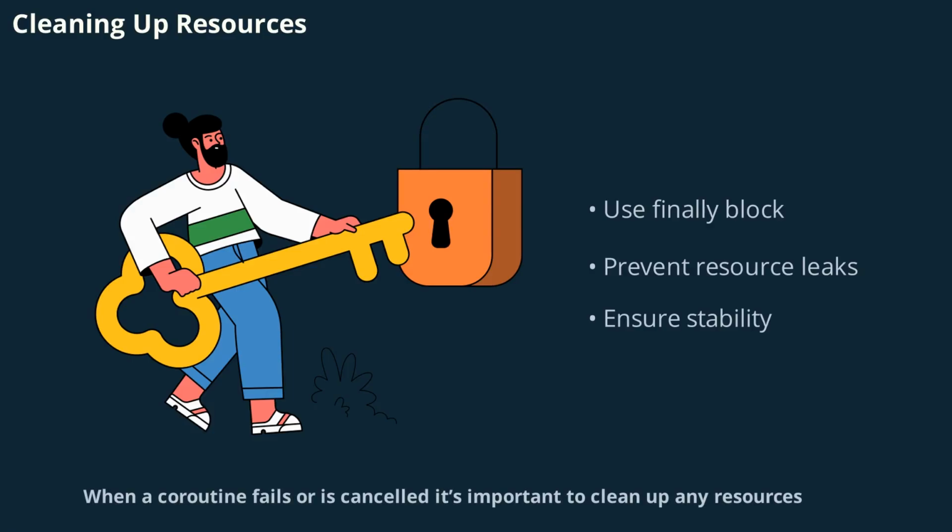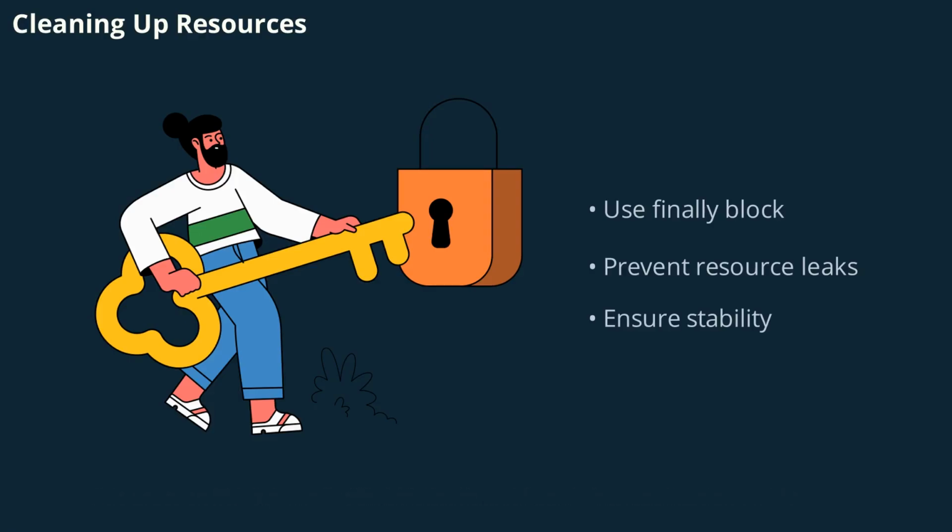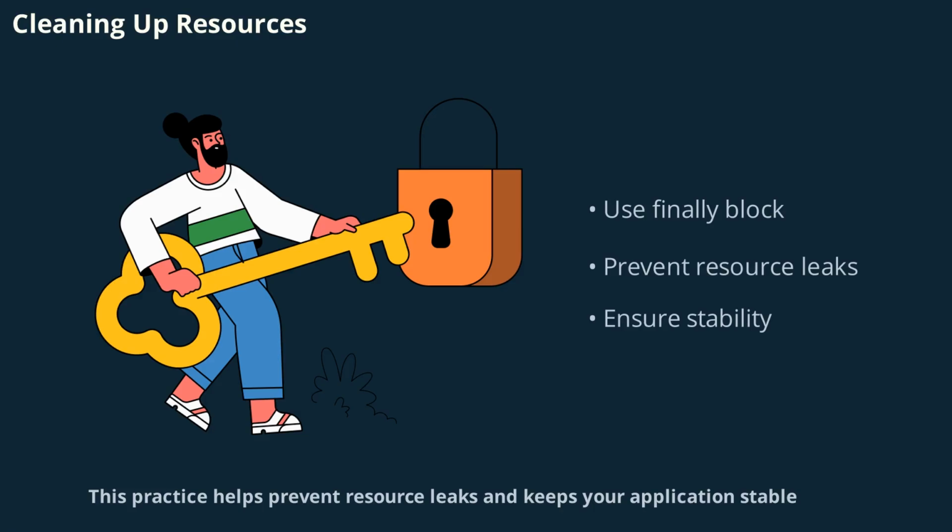When a coroutine fails or is canceled, it's important to clean up any resources, such as closing files or releasing locks. Using a finally block ensures that cleanup code runs regardless of whether an exception occurs. This practice helps prevent resource leaks and keeps your application stable.